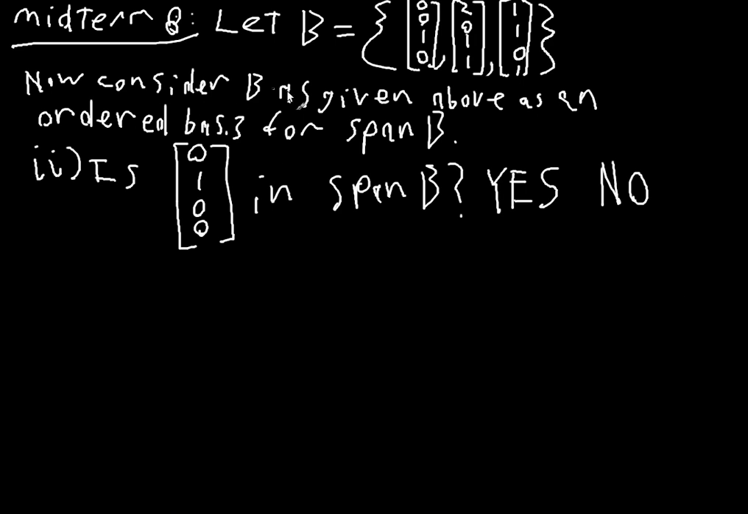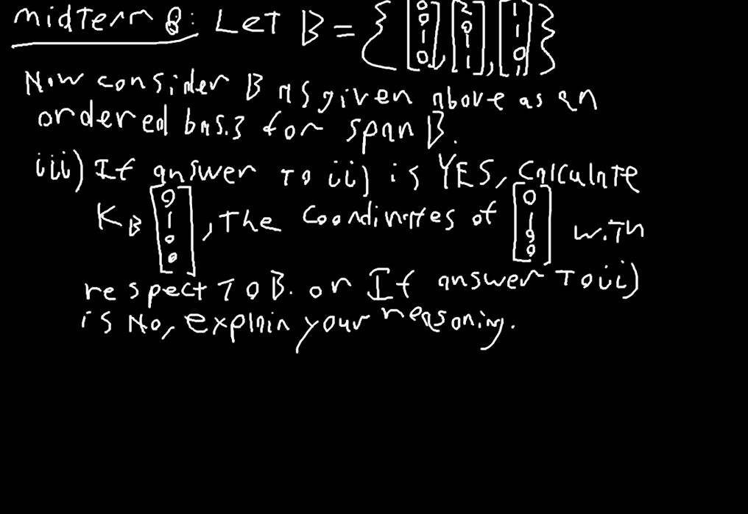Now, supposing that it is linearly independent, that means it's a basis for its span. And the question is: is this vector here in the span of B? And that's just a yes or no question. And the third part to question number 8 asks us to either compute the coordinates of that vector if it was in the span, or just to justify why it's not in the span.